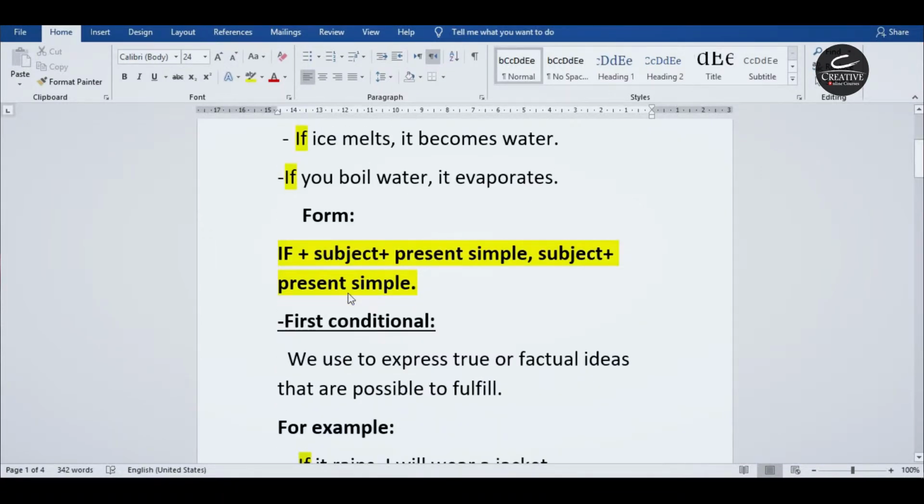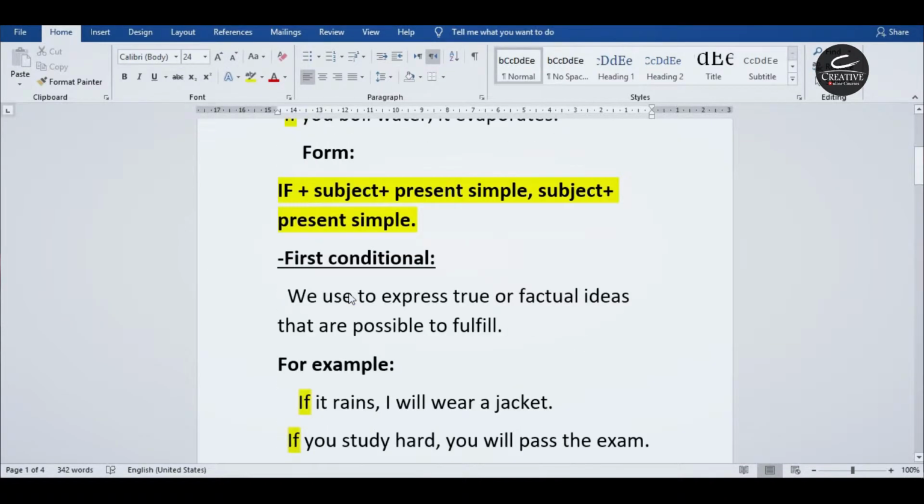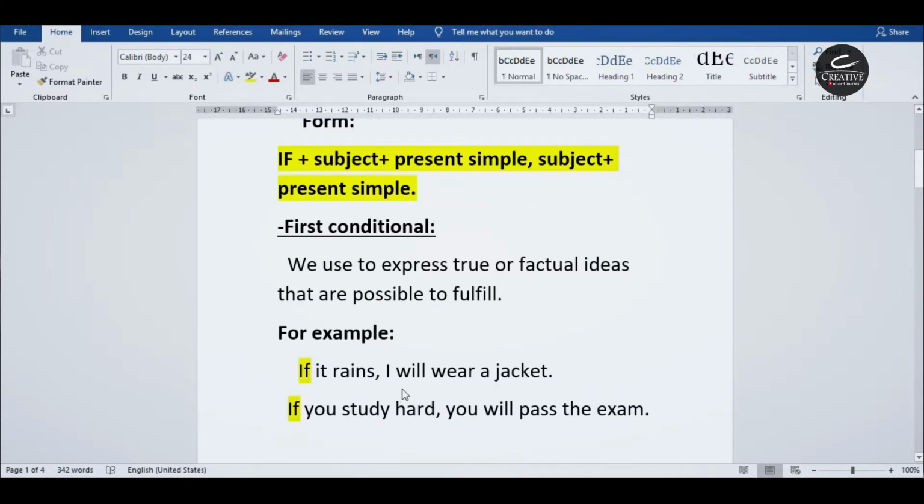And now we're gonna move to the first conditional. When we use the first conditional, we use it if we want to speak about facts or true ideas, but not scientific ones. Okay, these ideas are possible to fulfill. We can do them in reality. Okay, like for example, if it rains, I will wear a jacket. If you study hard, you will pass the exam.